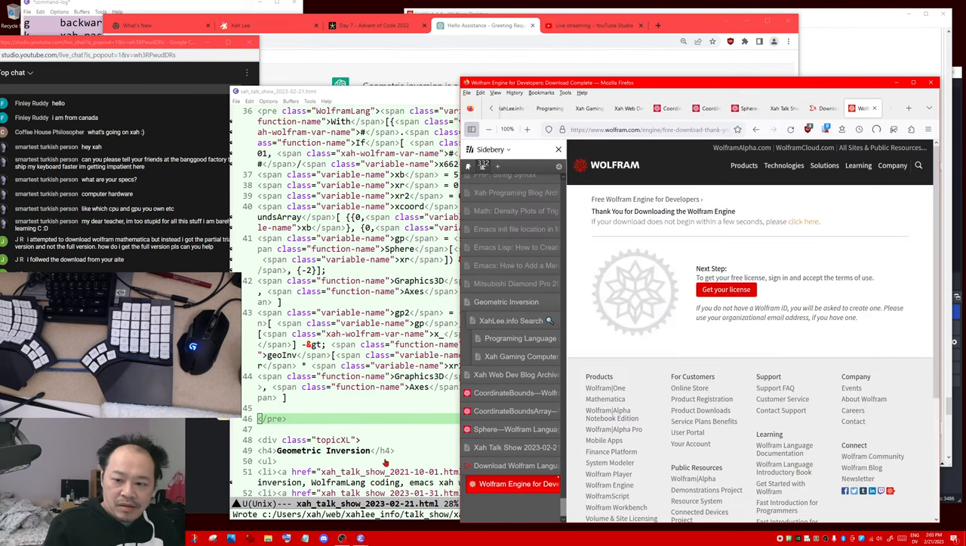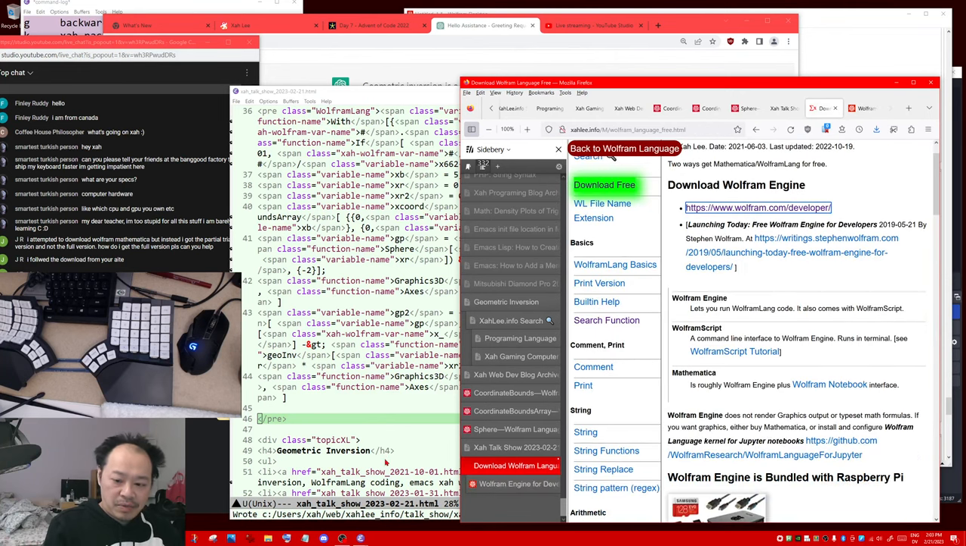So turn on JavaScript and accept all cookies, okay? So you just follow this, you'll get it. You are not going to download Wolfram Language Mathematica. What you are downloading is the Wolfram Language engine, which comes with Wolfram Language script. Okay, I have an explanation here.